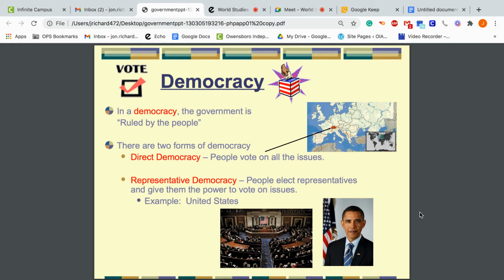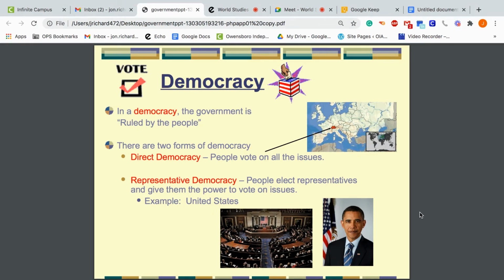So within democracy, there are two forms or types of democracy. There are direct democracies in which people vote on all the issues. Okay? So anything that comes up, any law that needs to be created, any issue that comes up, all people vote on all of the issues. Do we do that in the United States? Do I go to the election poll and vote on every single law? No, we don't do that in the United States.